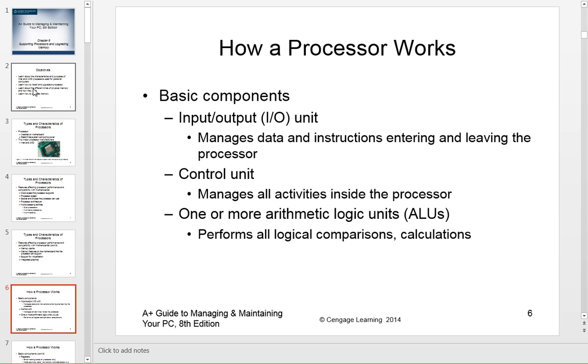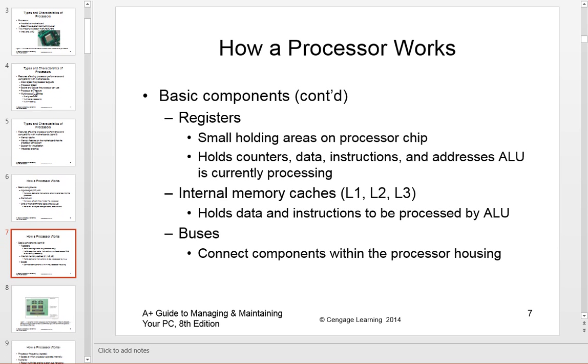And our basic components: our input-output unit, you can read what that does, our control unit, and at least one ALU, which is an arithmetic logic unit that gives you some comparisons and calculations, and it's basically the brain, how it makes decisions within there. You also have a register, which is kind of like a cache, but a little bit different. A cache is just a waiting area to hold data and instructions to be processed by the ALU. Buses connect components within the housing.